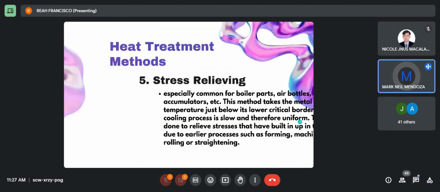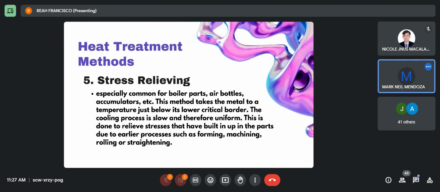Next is the relieving, especially common for boiler parts, air bottles, accumulators, etc. This method takes the metals to a temperature just below its lower critical border. The cooling process is slow and therefore uniform.